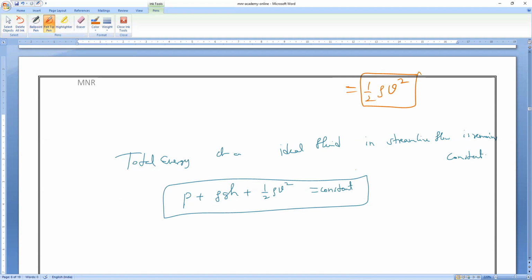Anybody having any doubt, you can ask me. This is what we call Bernoulli's equation, and this is the proof of Bernoulli's theorem. Tomorrow's class, we are going to study the applications of Bernoulli's theorem, mostly tomorrow and the day after tomorrow. I hope you are all clear. This much is all about Bernoulli's theorem. Clear, everyone? Any doubt?